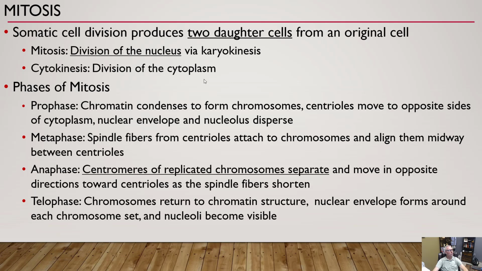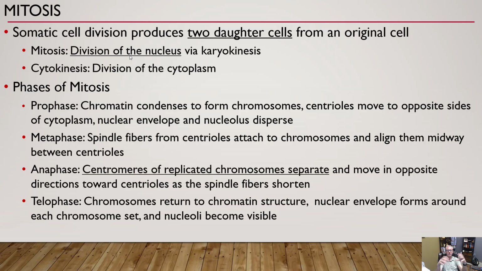All right, so mitosis. It says somatic cell division produces 2 daughter cells from an original cell. So we're not talking about reproducing our sex cells. So somatic cells, not our sex cells. We'll talk about that in chapter 22 next semester. So these are regular cells.